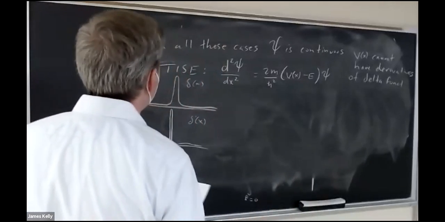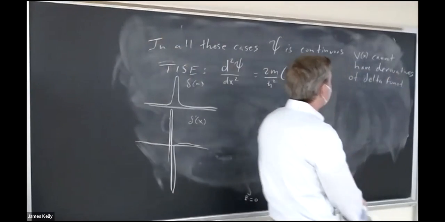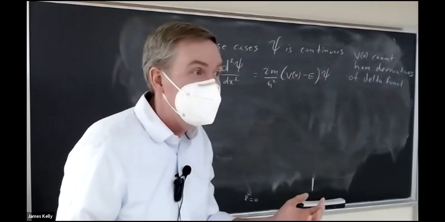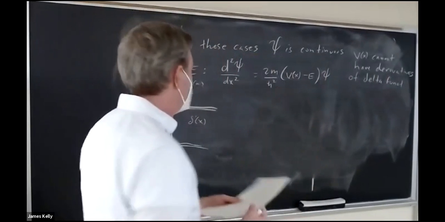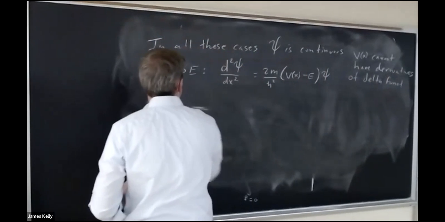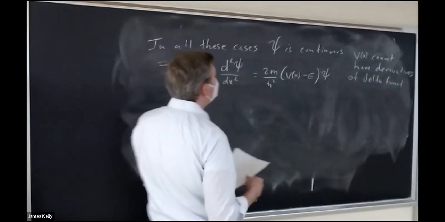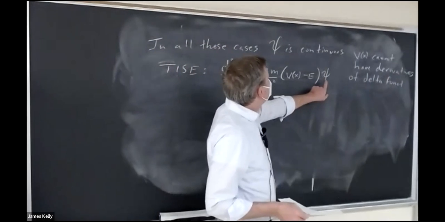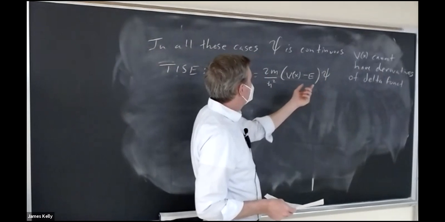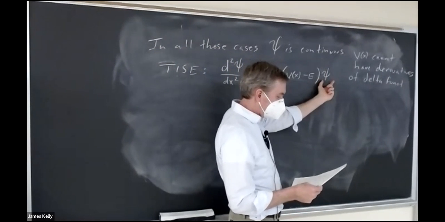We're not going to allow V of x. We're just not going to consider any V of x's that have derivatives of delta functions. If that were the case, psi might be discontinuous, but that's not going to be the case. So V of x can't have derivatives of delta functions. So let's suppose psi is discontinuous. Let's suppose psi is discontinuous.